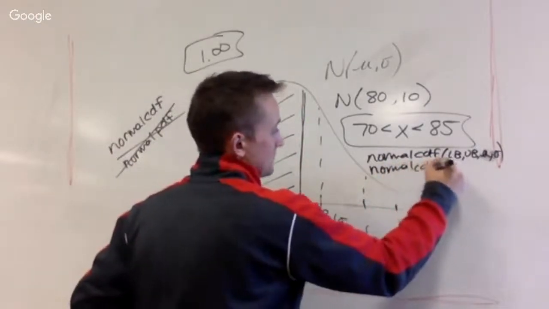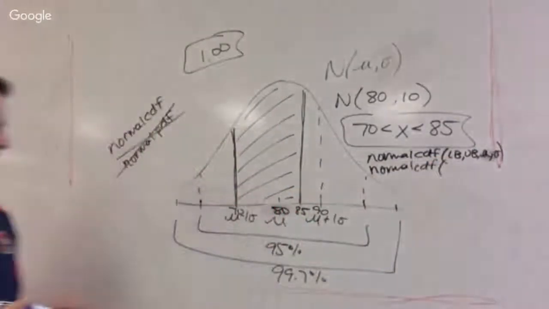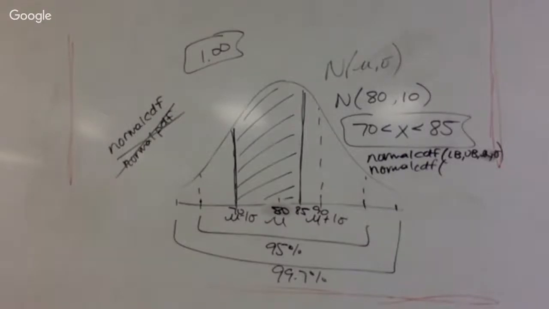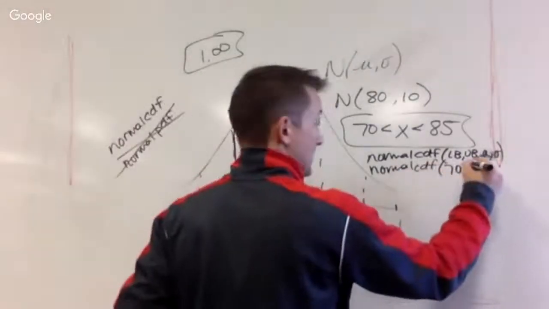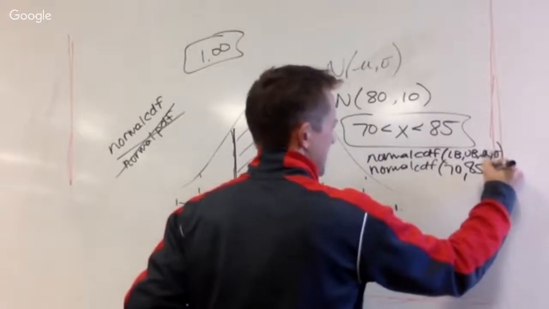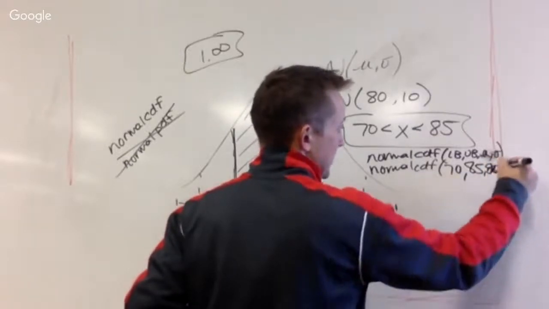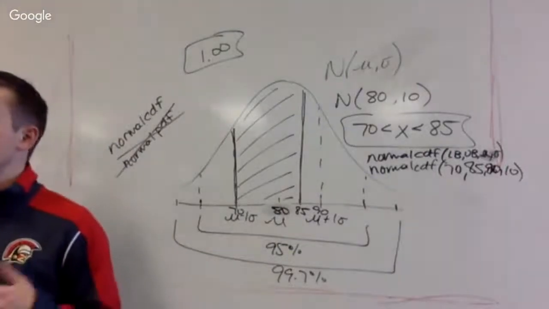So I do normal CDF. What would be the lower bound in this context? 70, right? Because that would be the lowest value. The upper bound would be 85, good. The mean would be 80. Yeah, I'm sorry, messed up. I keep doing 100. And standard deviation's 10. And once I plug that in, you should get a value, right?